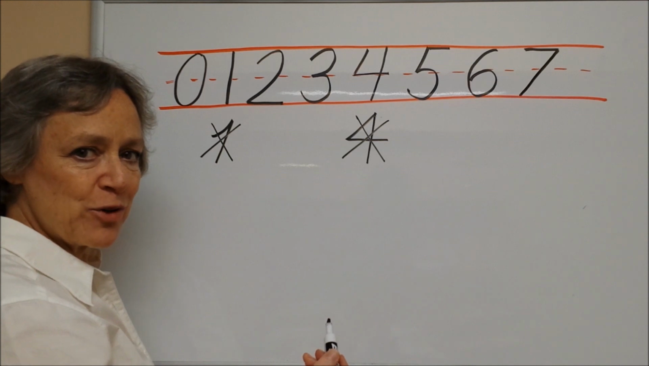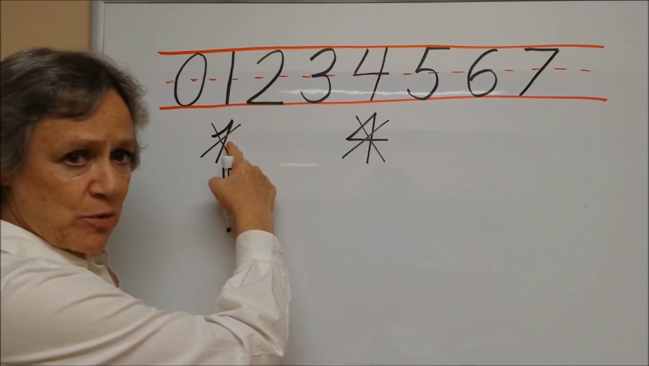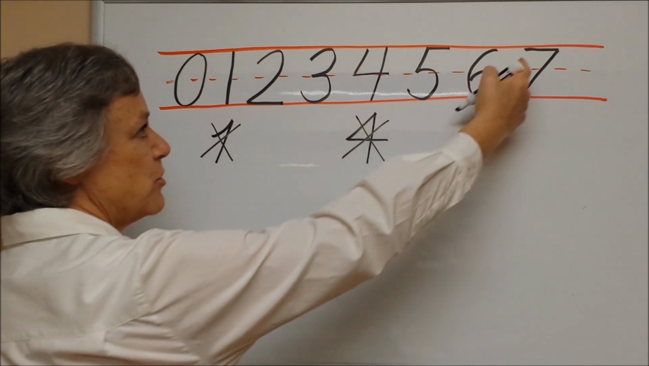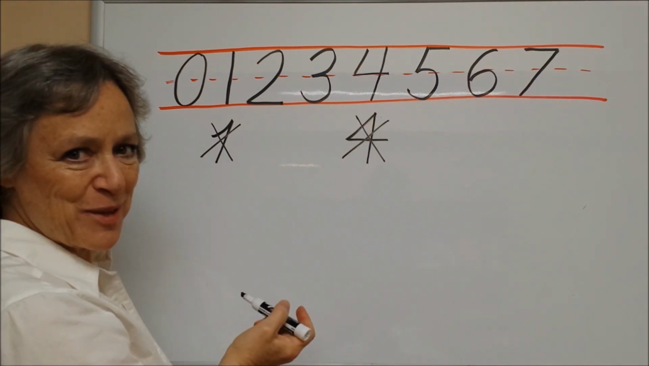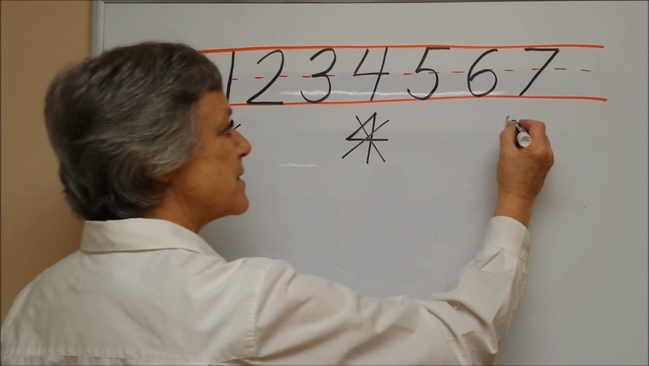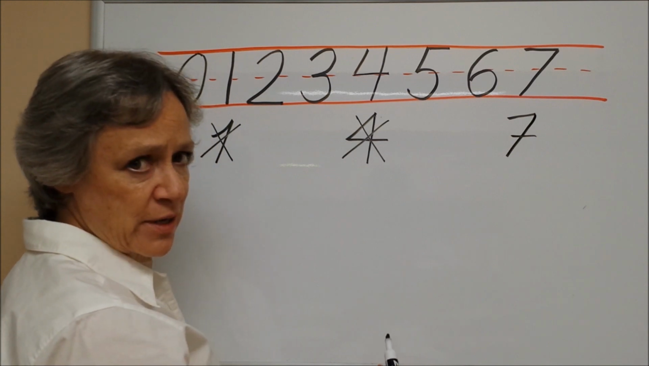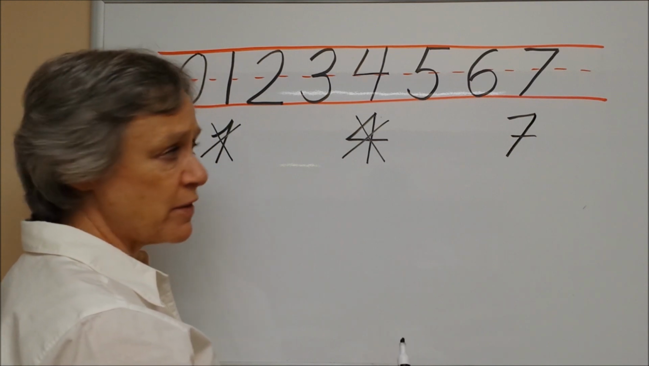Remember I said that we do not make our number 1 like this, because then it may look like a number 7, and I hope that you see the similarity. In some countries, the number 7 has a line across the middle. In the United States, we don't usually make our number 7 that way.